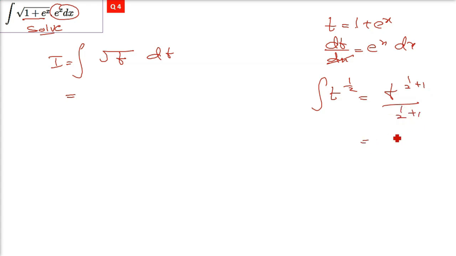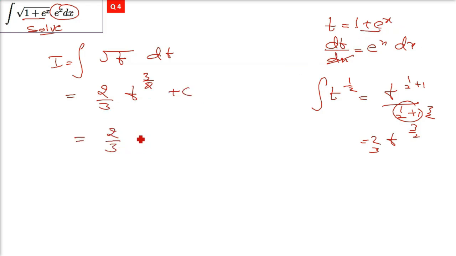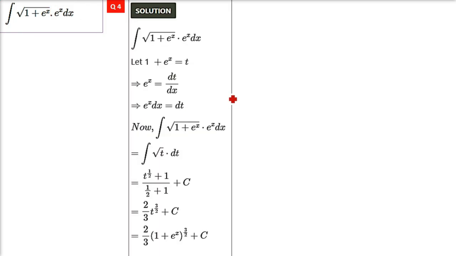So x to the power n is x to the power n plus 1 by n plus 1; here t to the power 3 by 2 by 3 by 2, and 3 by 2 in the denominator goes up as 2 by 3, so 2 by 3 t to the power 3 by 2 plus constant of integration. What is t? t was 1 plus e raised x. So 2 by 3 into (1 + e^x) to the power 3 by 2, plus constant of integration. So this was quite easy. This is the result which you can use to write how it has to be done.